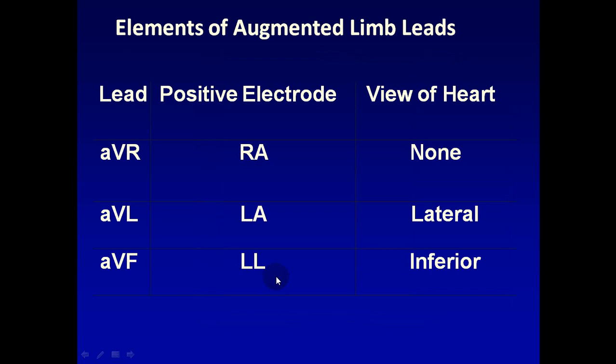This is the element of augmented limb leads, where each is a positive view of the heart. AVR is the positive right arm, AVL looks to the lateral wall, and AVF to the inferior wall. So lead 1 and lead AVL look to the lateral wall. Lead 2, lead 3, and AVF look to the inferior wall.